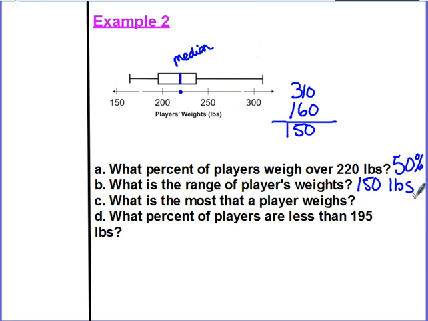What is the most that a player weighs? Okay, well, where are you going to find that on your box and whisker plot? You're going to find that over here. This is your upper extreme. So that would be 310 pounds. And then lastly, what percent of players are less than 195? Okay, so here's 195. What percent is this section representing? Remember, each section should represent 25%. So that is going to be 25%.